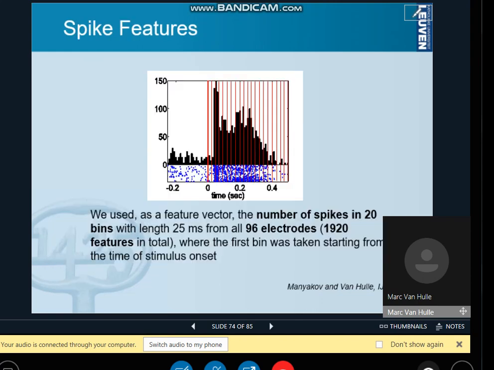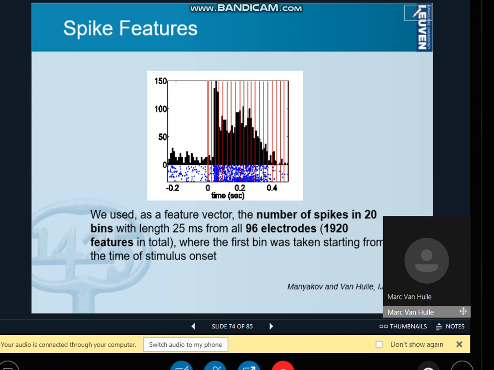And then you have to come up with some features. Here we look at the histogram that is binned in bins of 25 milliseconds. We consider 20 bins. We have 96 electrodes. So this way we get 96 times 20 features in total. So almost 2,000 features. Okay.